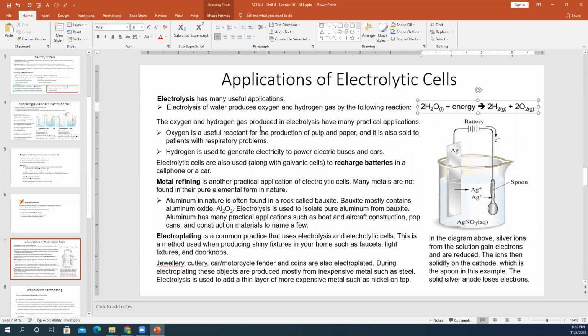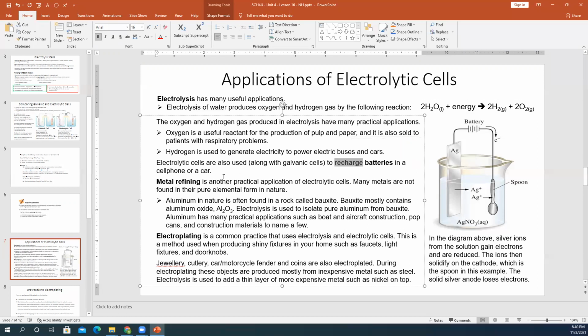The oxygen and the hydrogen gas that's produced from this electrolysis have lots of practical applications. For example, the oxygen can be used for the production of pulp and paper, and it's also sold to patients as oxygen tanks, for patients with respiratory problems. Hydrogen can be used to generate electricity and to power electric buses and cars and motor vehicles. Electrolytic cells are also used along with galvanic cells to recharge batteries in a cell phone or in a car. So anytime you're recharging your battery, you are using the chemistry of an electrolytic cell.